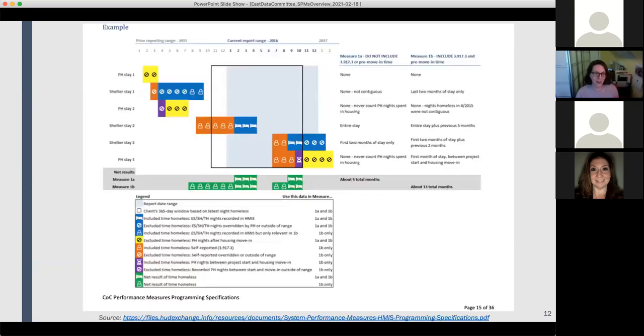And here's HUD's attempt, in the programming specifications, to explain what does and doesn't count as a day homeless. And it's complex. The specifications are, I don't know, several pages long of just programming specifications, because you're going back and looking at the history of the client and have all these date ranges applied and rules and conditions. So it's complicated. We could probably spend an hour or two just talking about this. We will.